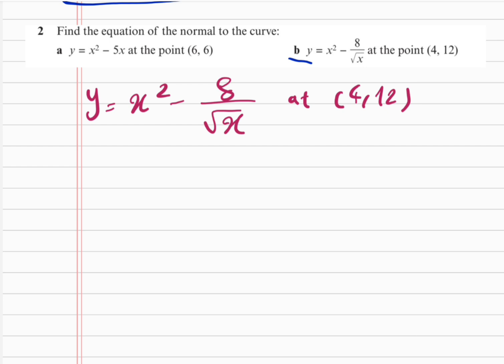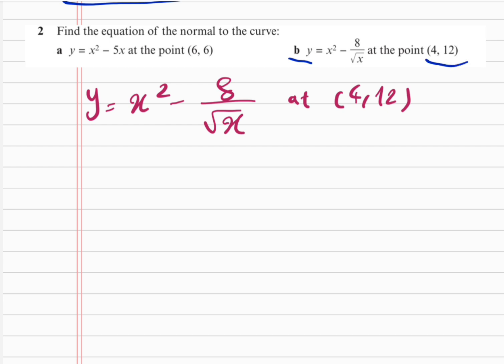Okay, so if we want to find the equation of a normal to a curve, we basically need to use the same approach as finding the equation of a tangent to a curve. So remember that the normal is a line that is perpendicular to the tangent. So that means if we manage to find the gradient of the tangent, then we can find the gradient of the normal. And obviously we are given the point.